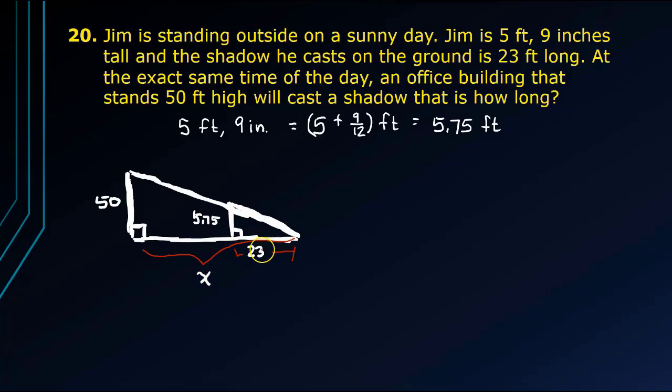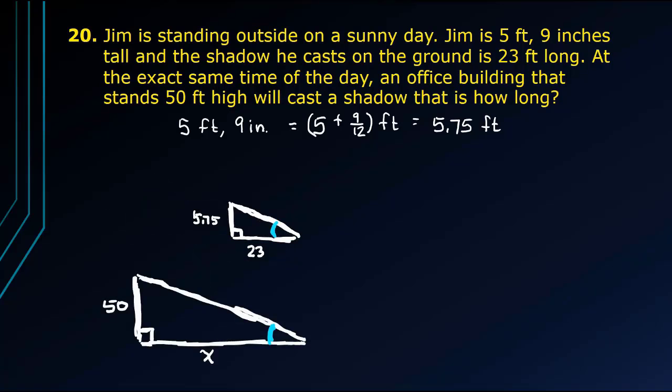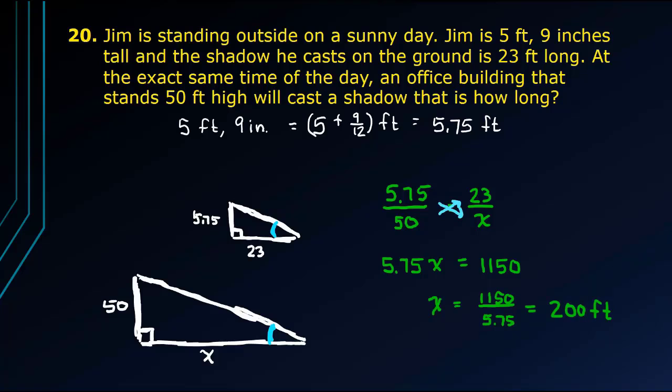And so when I set up a ratio, I can say X over 23 should equal 50 over 5.75, or another similar ratio to that. I have separated here, but 5.75 over 50 should equal 23 over X. I do some cross multiplication and get that 5.75x equals 1,150. And when I divide by 5.75, I get that x is 200. So the shadow should be 200 feet long.